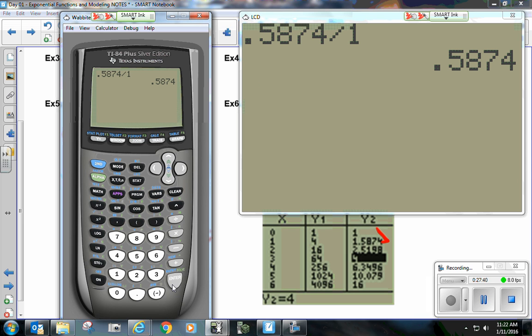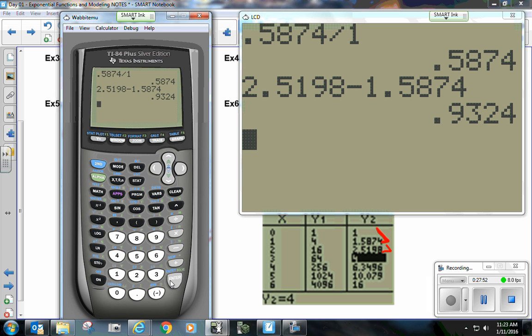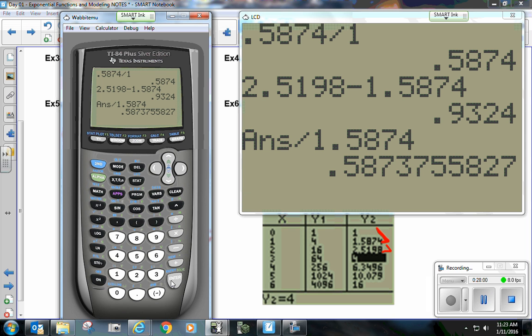Let's take the next two. So do the same thing. Oh, the difference of the two. So we're going to take 2.5198 and subtract 1.5874. That's the difference over where it originally started between those two. 1.5874. Is that really close to 0.5874? It is. So the percentage of increase is this, or if we were to round it, 0.5874. Let's say it's approximately 58% increase.